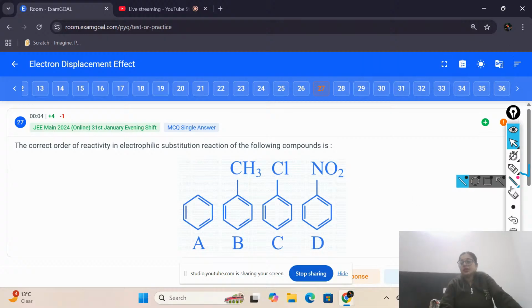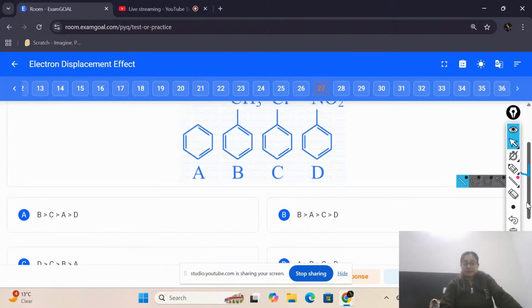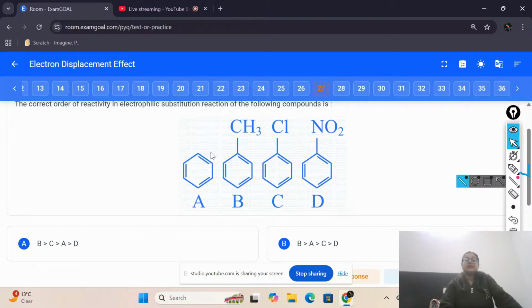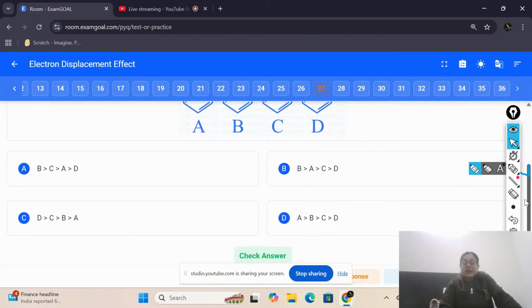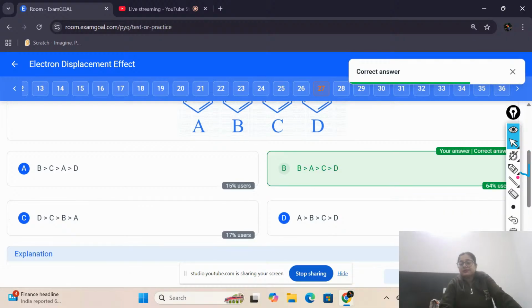Electrophilic substitution, we need to arrange. Firstly, due to plus R, B, then none, A, plus R. This is plus I, plus R, but a deactivating group, C. So B, A, C, and then D. B has more priority, then A, C, and then D. So this will be the correct answer.